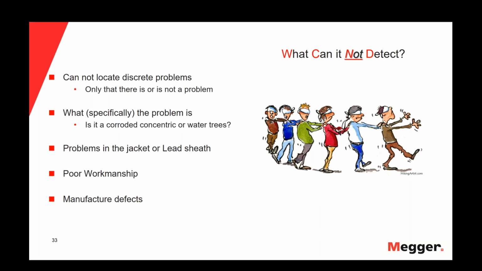What we cannot detect is discrete problems; we cannot locate them. We only know that there is or is not a problem, but we cannot know what specifically the problem is, whether it's a corroded concentric or water trees. And also we will not be able to detect with the tan delta problems in the jacket or lead shield. We will also not detect poor workmanship or manufacturer defects.